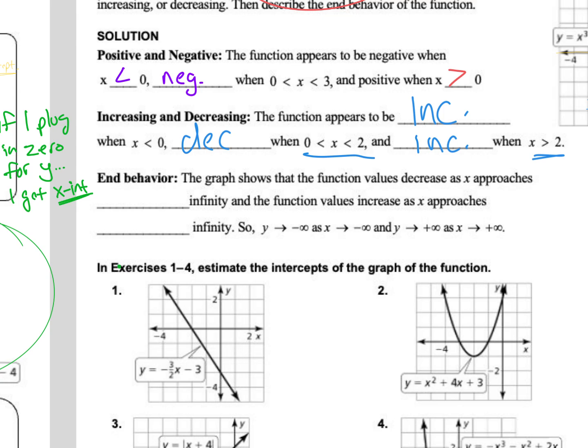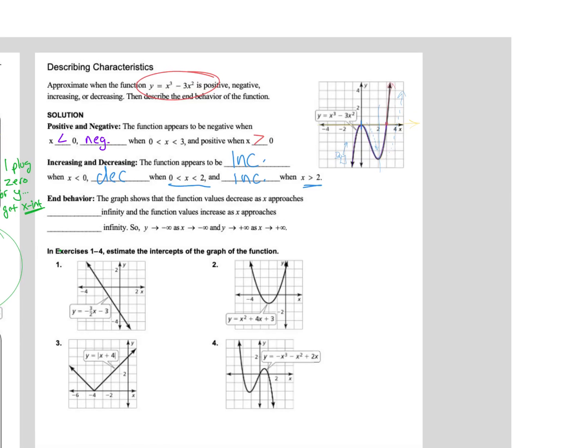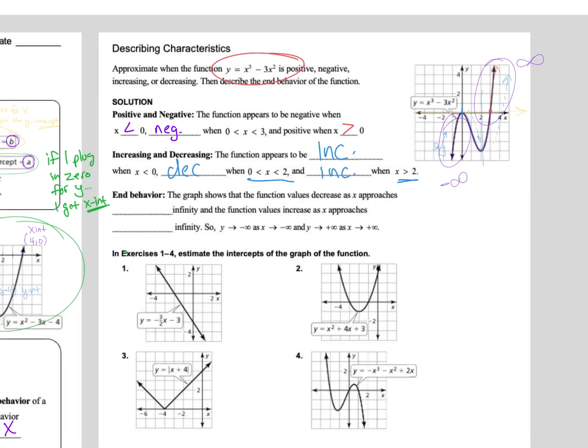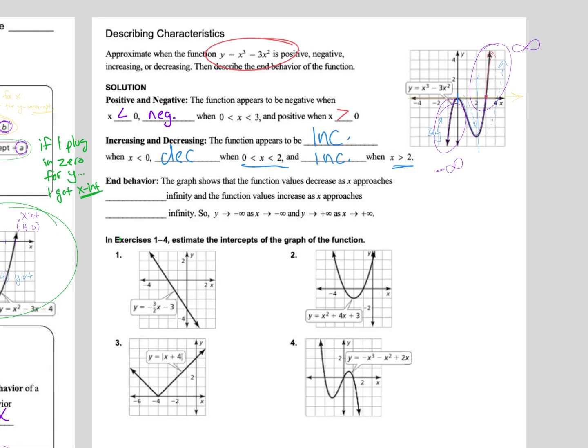Last but not least, the end behaviors. So let's go look at our end behaviors. Let's just talk about them. This one is going negative infinity. This one is going positive infinity. So let's compare to what we've got here. The graph shows that the function value decreases as x approaches negative infinity. We can say that because as x goes this direction, the function is going down to negative infinity. And the function value increases as x approaches positive infinity.